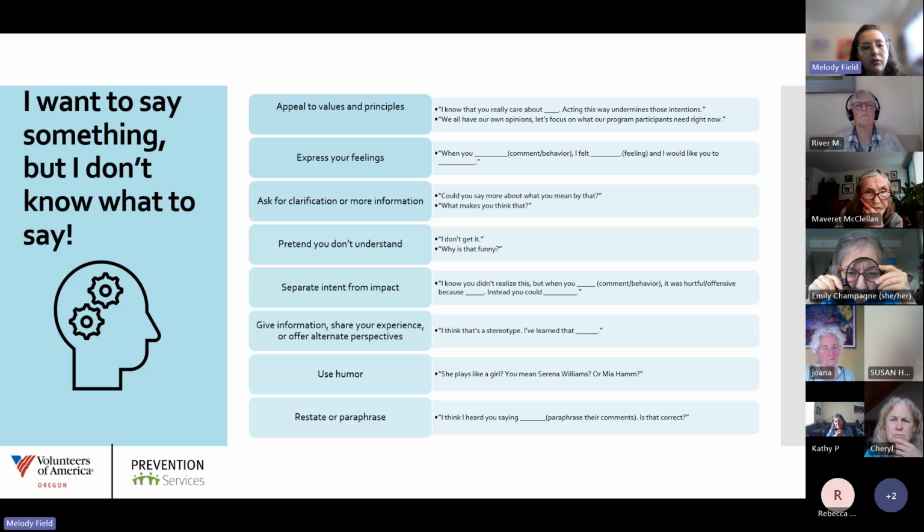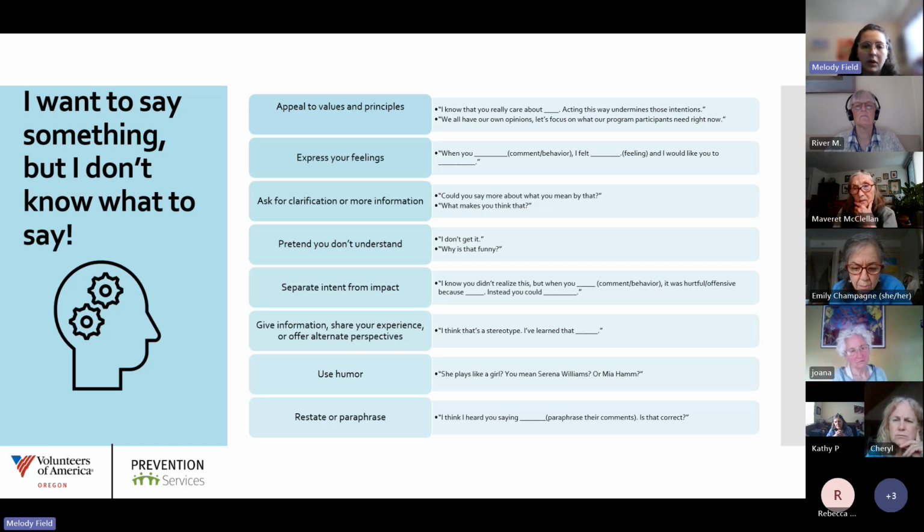Giving information or sharing your experiences or offering alternative perspectives. You can try to use humor if it feels appropriate. Restate or rephrase. And then you can also appeal to values and principles. And the most effective responses are polite instead of hostile, and focus on positive qualities more than accusations, which can result in someone becoming defensive and being unable to recognize the harm they've caused.